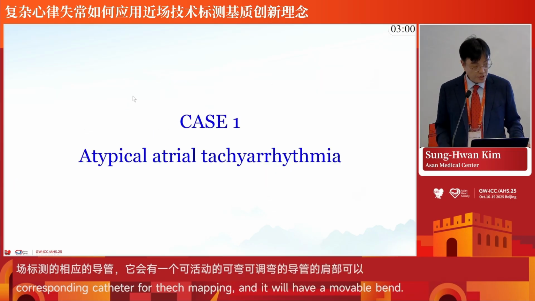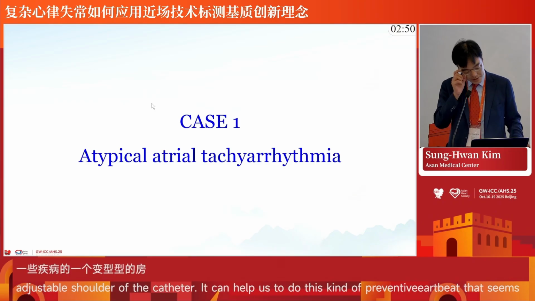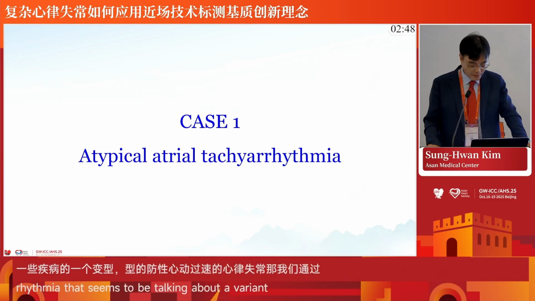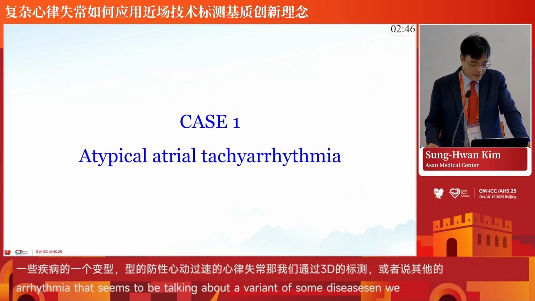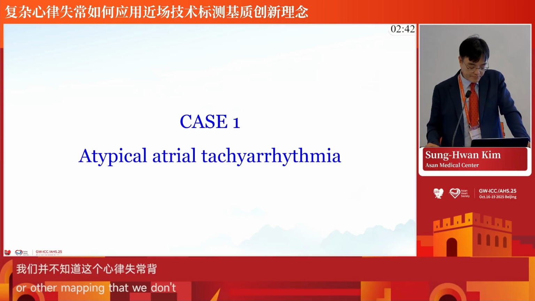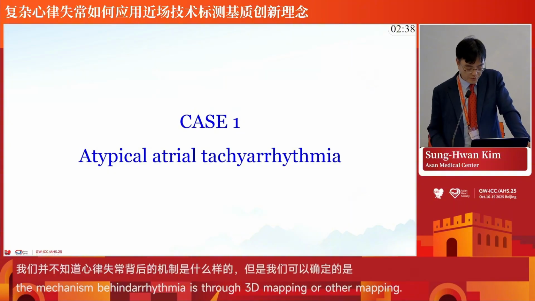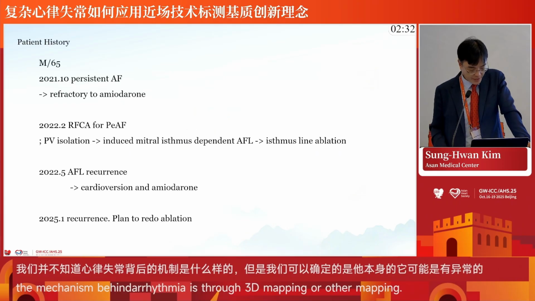I'd like to share my case with you. The first one is atypical atrial tachyarrhythmia. Before we find a 3D map or entrainment, we cannot know what the mechanism is. So we cannot be sure whether the mechanism of tachycardia is macro-reentry or focal. So we can say just atrial tachyarrhythmia.